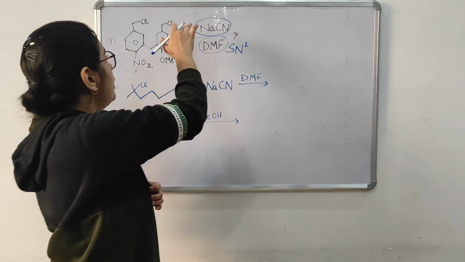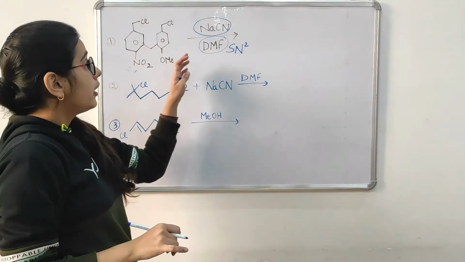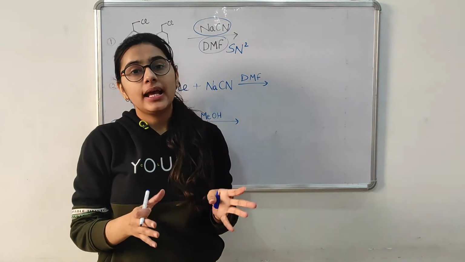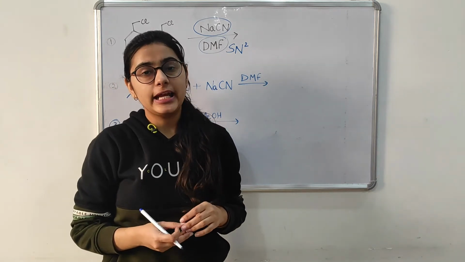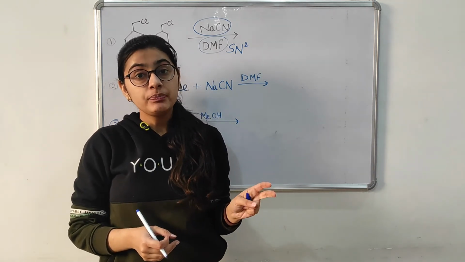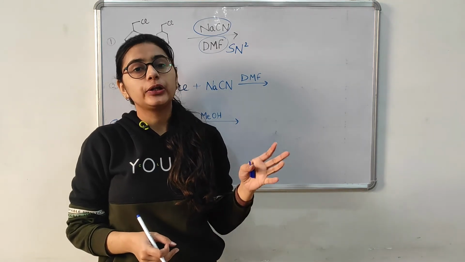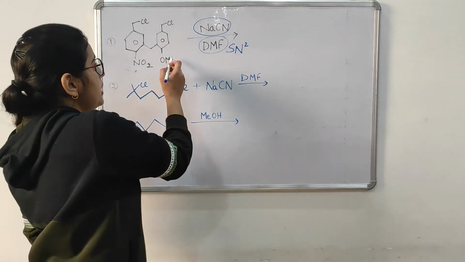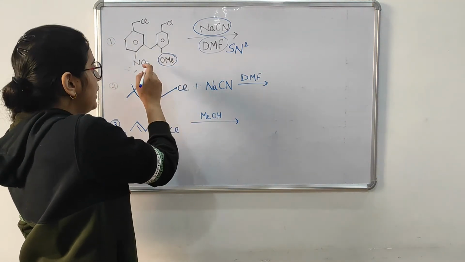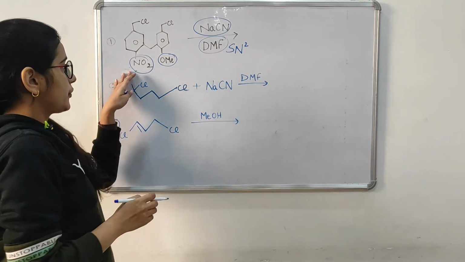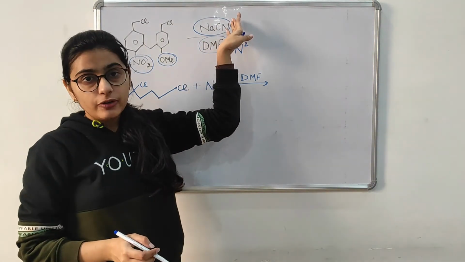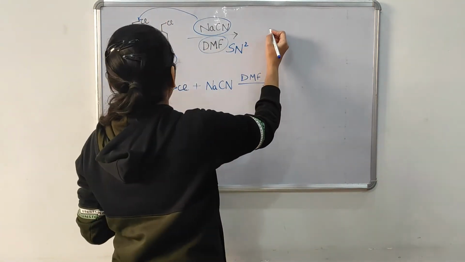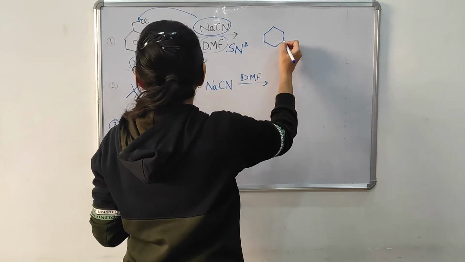But now here we have two chlorine atoms. So where will this nucleophile NaCN attack? As you know, in SN2, in the transition state, we have partial negative character. So where there is an electron withdrawing group attached, the nucleophile will attack over there. Here OMe is an electron donating group and NO2 is an electron withdrawing group. So obviously this nucleophile NaCN will attack on this chlorine atom and our SN2 reaction will take place.